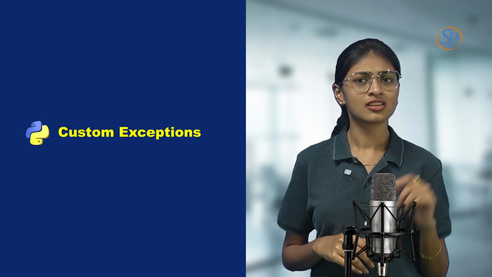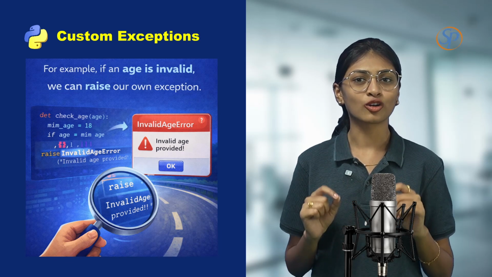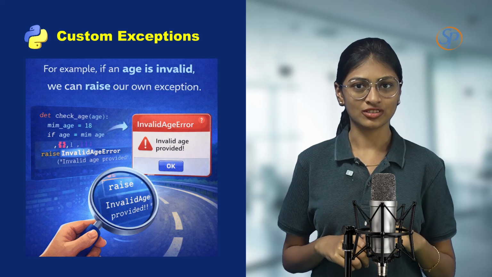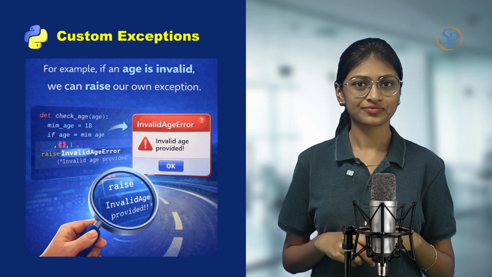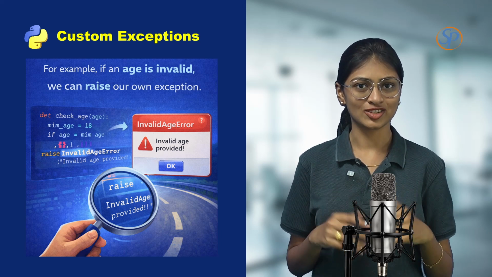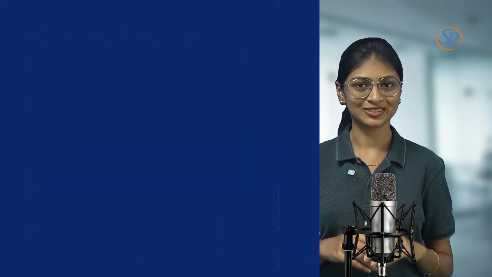Custom exceptions. Sometimes we want to create our own type of error to make our code more clear. For example, InvalidAgeError exception, that will just pass. This helps us show more meaningful error messages and makes the program easier to understand and debug.